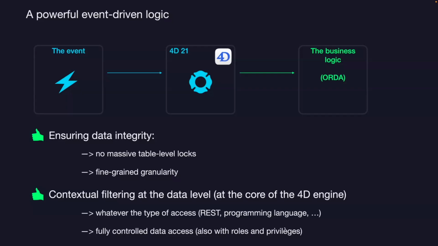With 4D21, you now have a true event-driven logic. By definition, it is implemented once in a single place and automatically triggered by the 4D engine when appropriate. So you no longer need to implement this logic everywhere it is required. Data consistency is therefore guaranteed with 4D21.